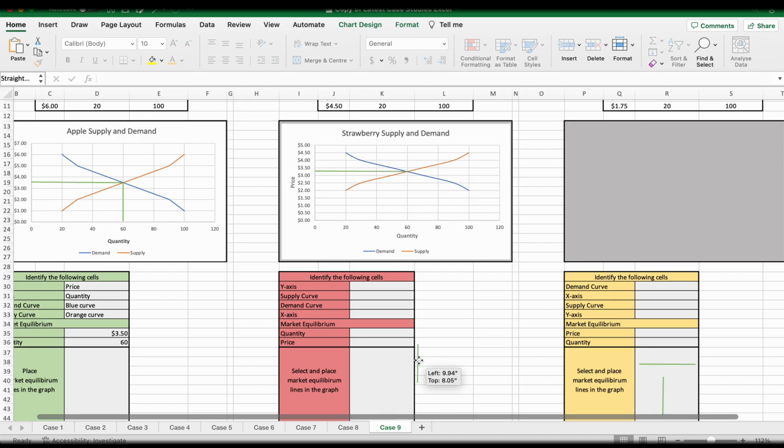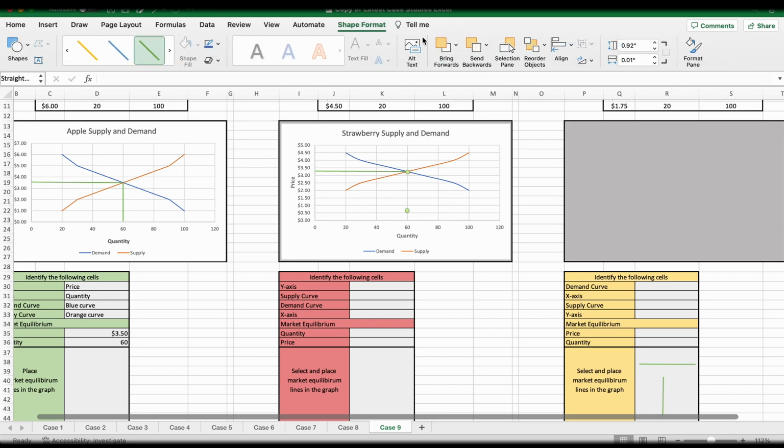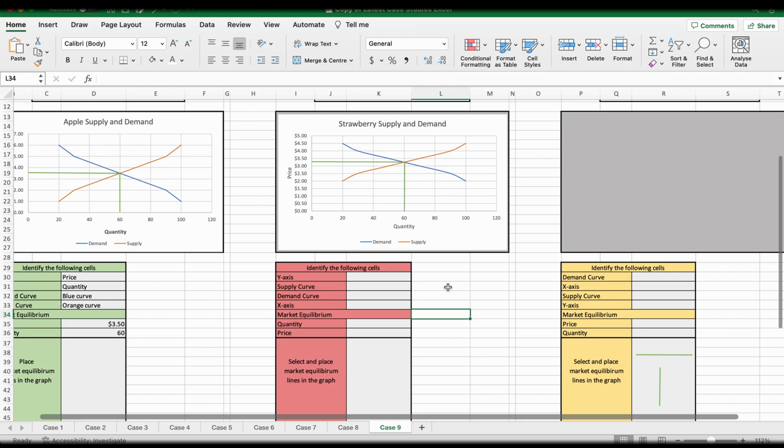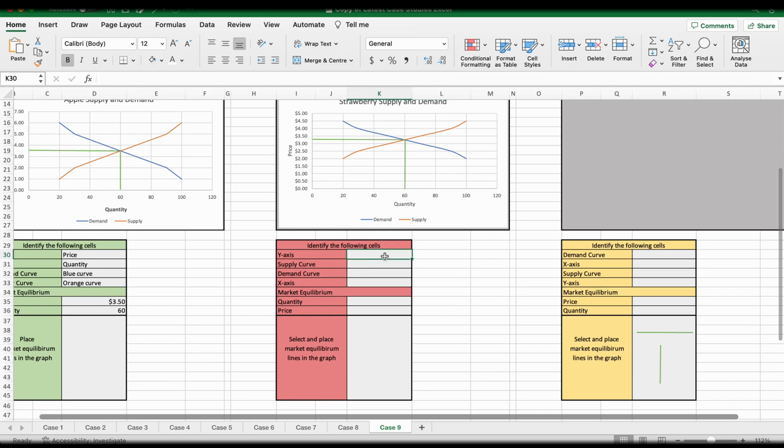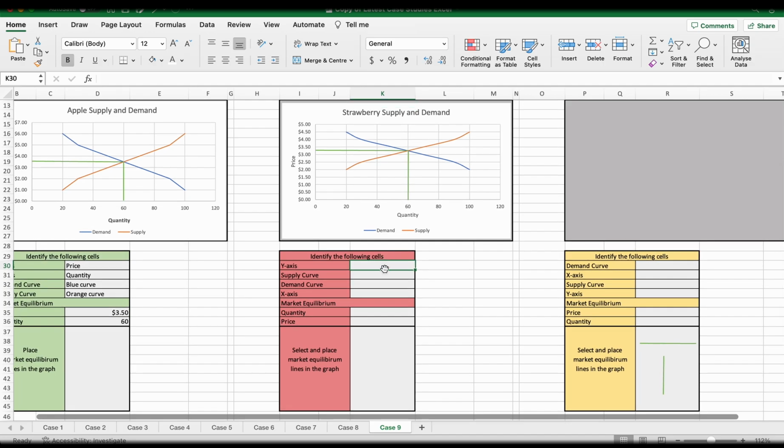Same thing with the vertical. You see, if you drag it, it's going to disappear, but you have to bring it forward. So hit the bring forward option multiple times, and then just insert it. Okay, now we're done with this graph, so we need to answer the following questions. We need to represent the y-axis, which is going to be the price, right? So just go for price. The supply curve, as we stated here, is going to be the orange curve.